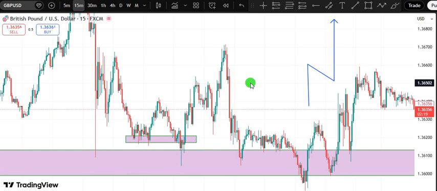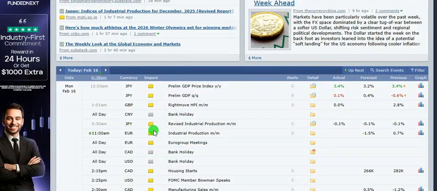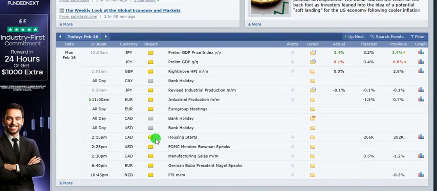So we'll be starting off with our fundamentals before we come back to the technicals. Let's see what we are expecting today. On Forex Factory, there's no major impact news coming up for the United States today, so there's no fundamental you have to look out for. That means we are going to go with the technical aspects.